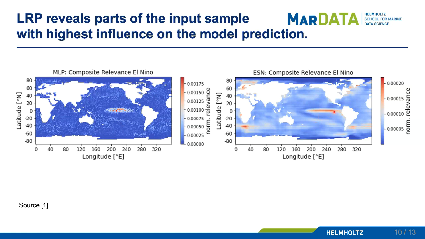So still high relevance is found in the tropical Pacific as before, which appears to be reasonable. But highest relevance is found on the gateway between South Africa and Antarctica, this spot here, which hasn't been observed for the multilayer perceptron. And we find these horizontal stripes that slightly differ for different model initializations.